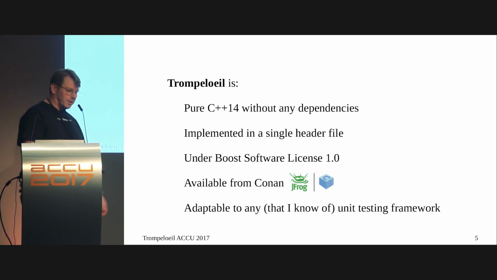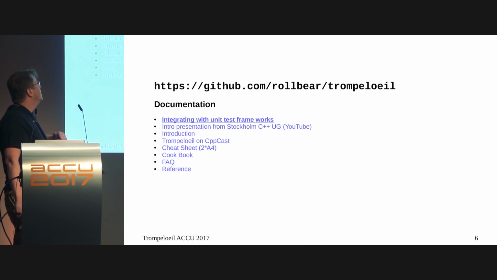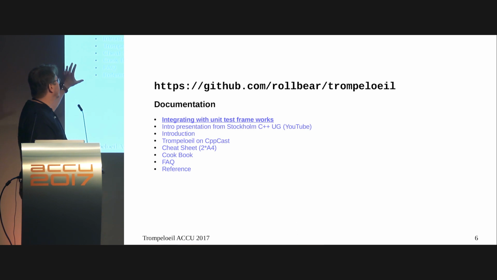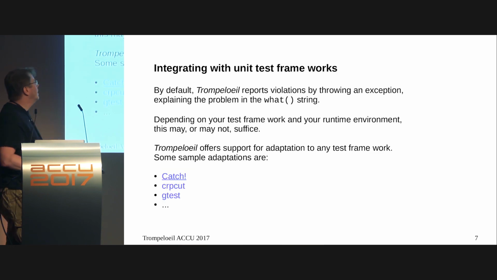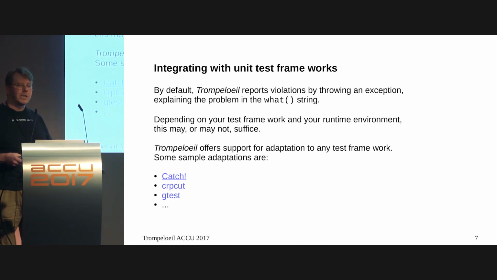And it's adaptable to any unit testing framework. At least I haven't been shown one that you cannot adapt to. This adaptation thing is actually quite important. If you go to the GitHub page for Trompeloeil and just scroll down below the source code, you will find this bit of documentation on integration with unit test frameworks. So if you click on that one, you will see that by default, if you don't use an adapter, it reports errors by throwing an exception and explaining the problem in the what string.